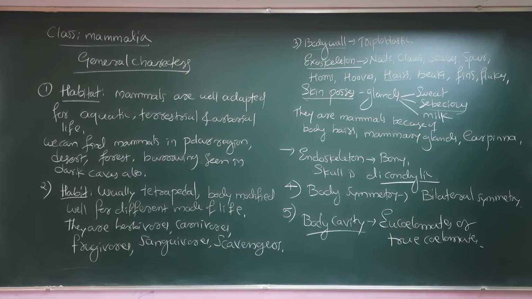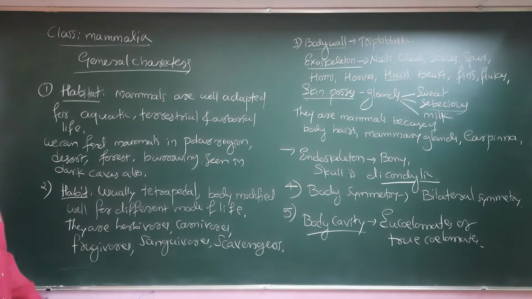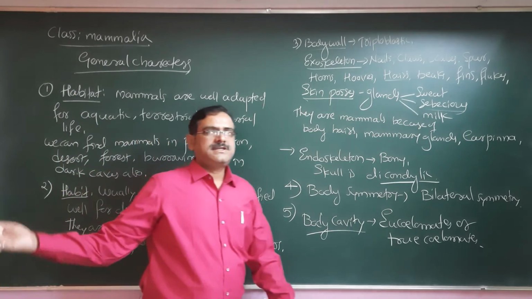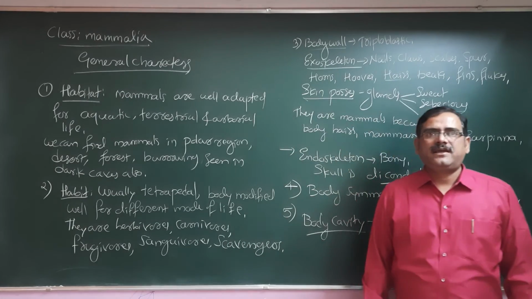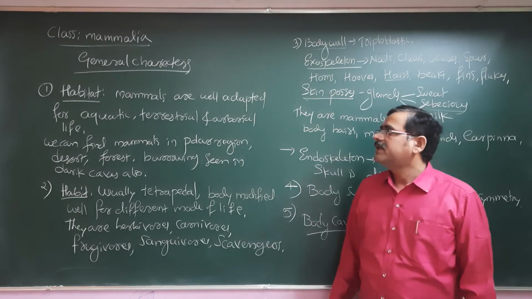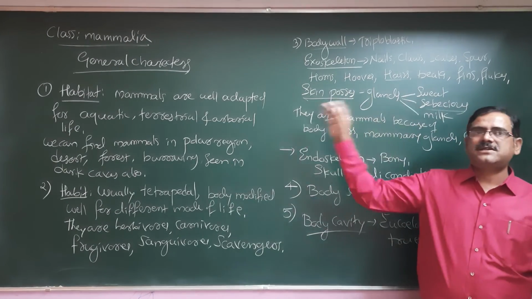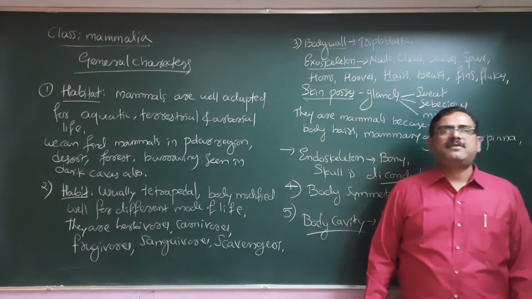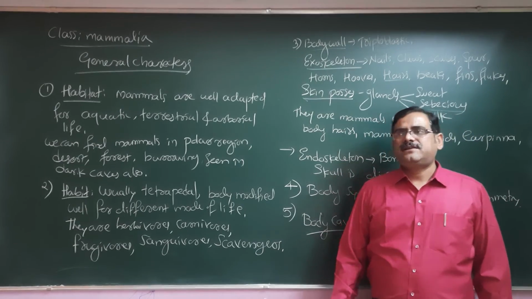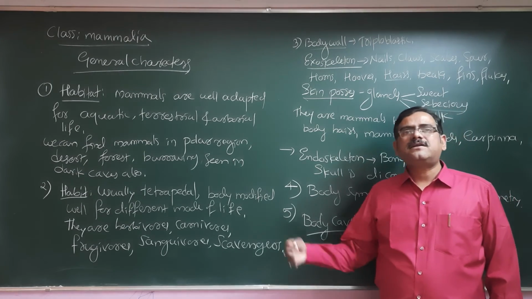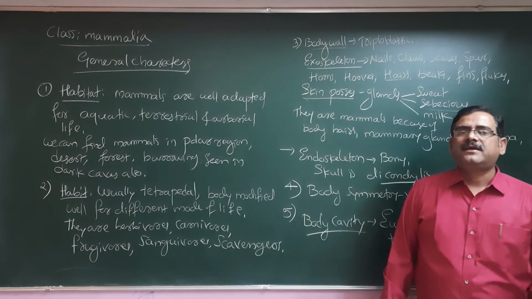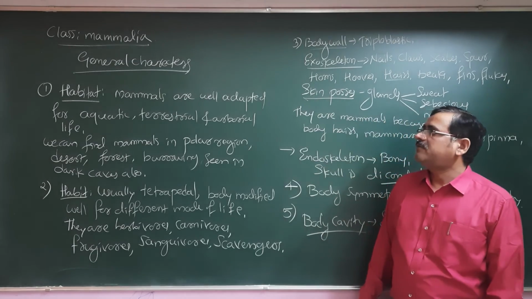Most important and very common features as such. So habitat: you need to remember they can be seen everywhere. They are adapted for aquatic life, the best examples being dolphins, whales, and sea cows, which we can call dugong or manatee. Then they can be terrestrial. They may be burrowing animals such as moles or shrews. They can be arboreal: monkeys, chimpanzees, baboons. They can be nocturnal, and they can be diurnal also.